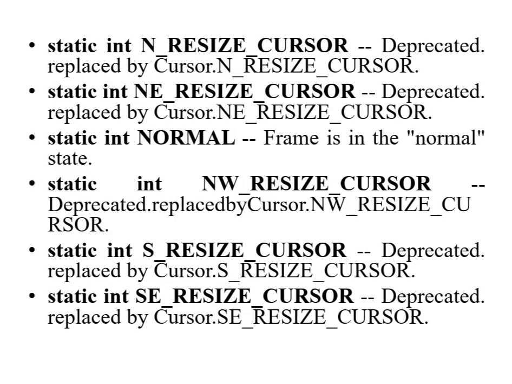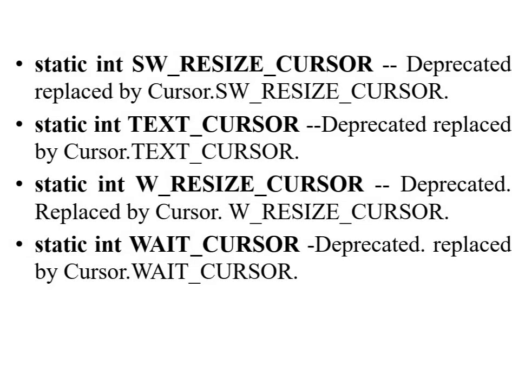Static int NORMAL, the frame is in the normal state. Next one is static int NW_RESIZE_CURSOR, deprecated, replaced by Cursor.NW_RESIZE_CURSOR. Static int S_RESIZE_CURSOR, deprecated, replaced by Cursor.S_RESIZE_CURSOR. Static int SE_RESIZE_CURSOR, deprecated, replaced by Cursor.SE_RESIZE_CURSOR. Static int SW_RESIZE_CURSOR, deprecated, replaced by Cursor.SW_RESIZE_CURSOR.